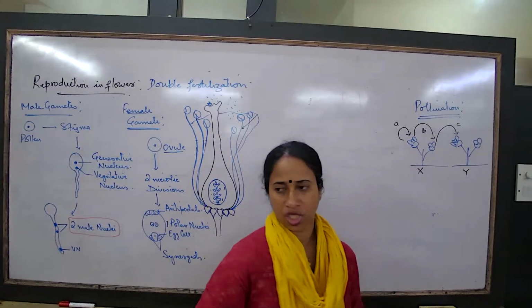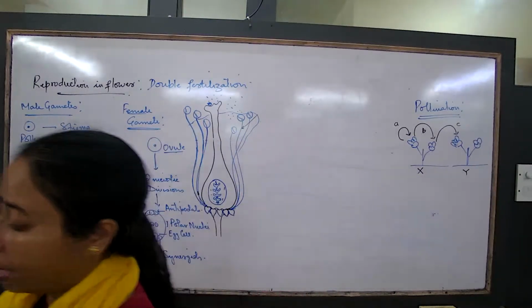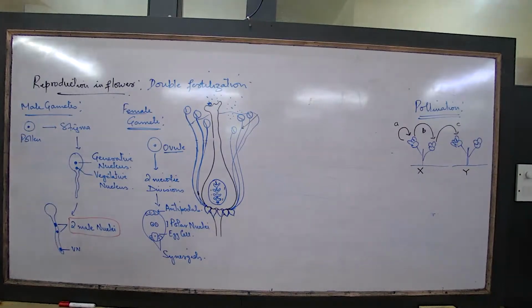What is pollination? The transfer of pollen grain from anther to stigma. Transfer of pollen grain from anther to stigma is known as pollination. So this is the general definition. Transfer of pollen grain from anther to stigma is pollination.